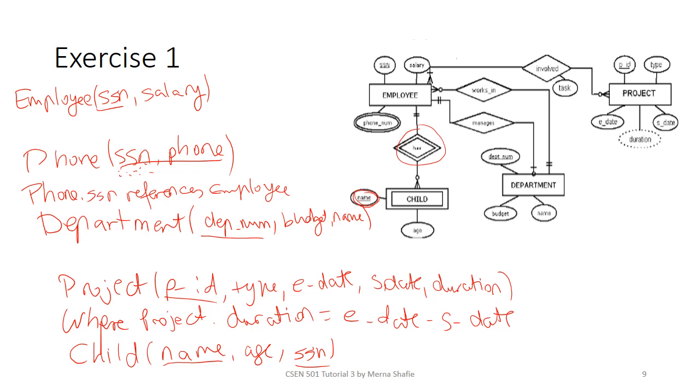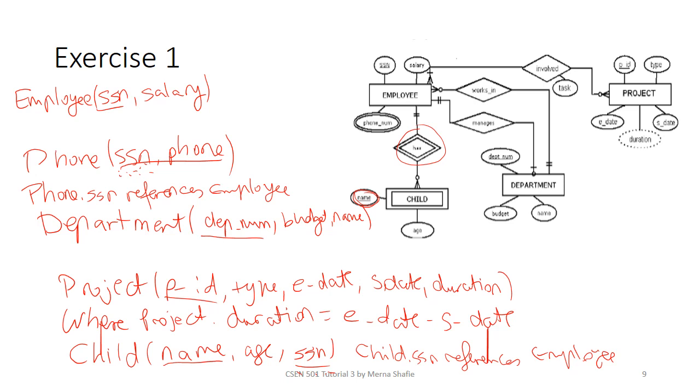Okay? But since SSN is not the original attribute of child, it is borrowing it from employee, then it is also a foreign key. And I will need to state that child.ssn references employee in order to state exactly what the foreign key here is referencing.